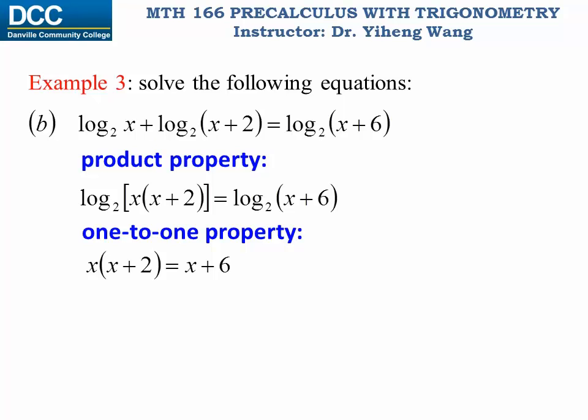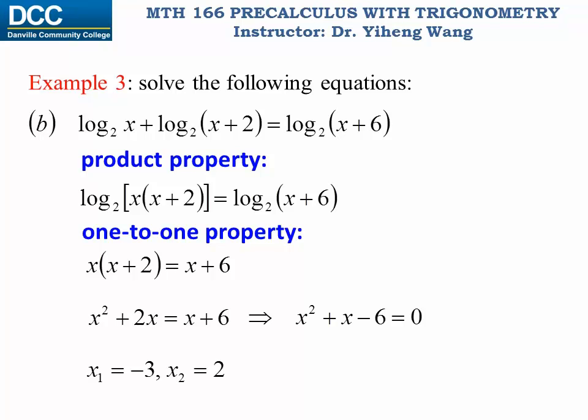This can be expanded and rearranged into a quadratic equation that we are very familiar with, and we can solve for 2 solutions from the quadratic equation. However, when you're working with logarithms, you still have to be very careful. If you substitute these 2 solutions back into your original equation, you will realize that x equals -3 cannot be a solution. Therefore, the only solution for this problem is x equals 2.